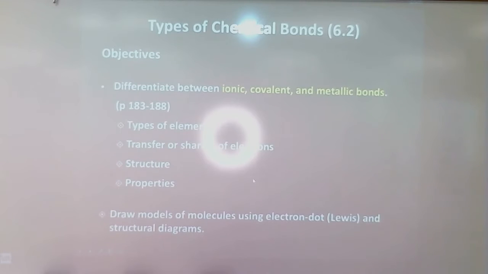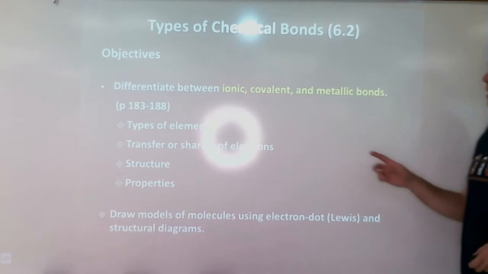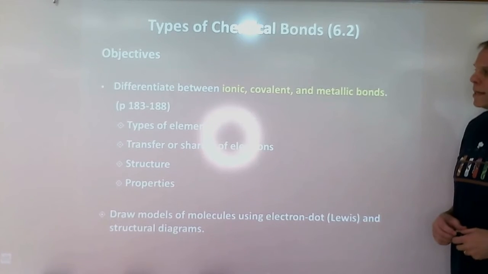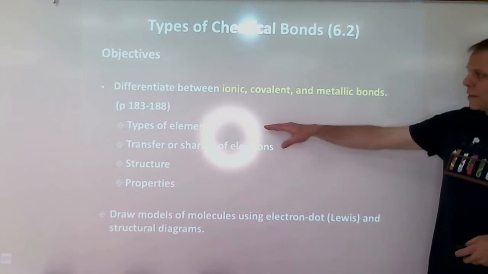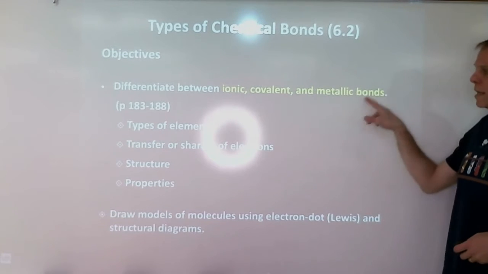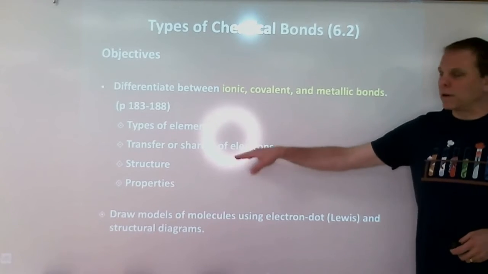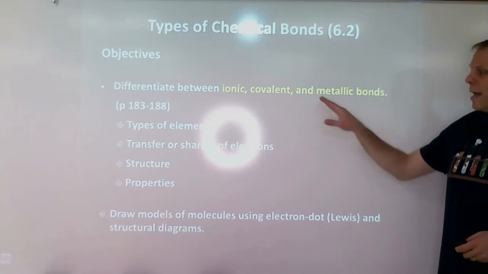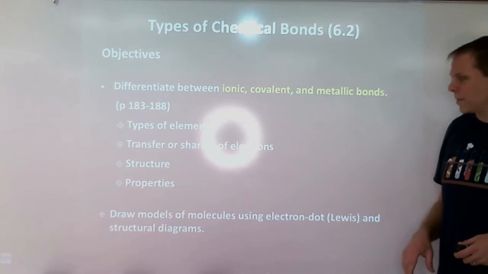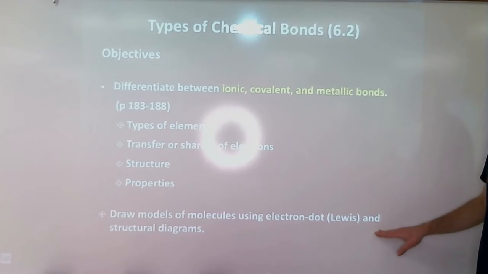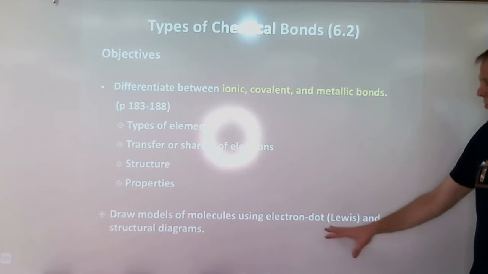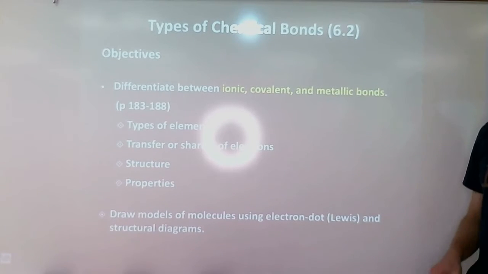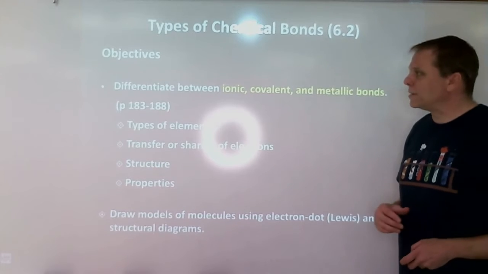Our objectives today are to differentiate between ionic, covalent, and metallic bonds. We're going to talk about the different types of elements that are involved in these, the way that they are dealing with their electrons, their structure, and then their properties. Then we're going to draw models of these molecules using these electron dot or Lewis structures. You guys are going to have fun doing this kind of stuff today.